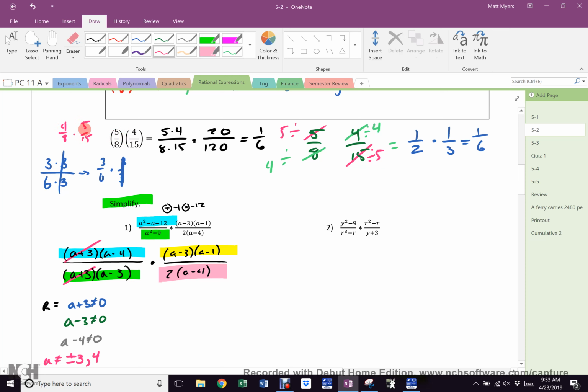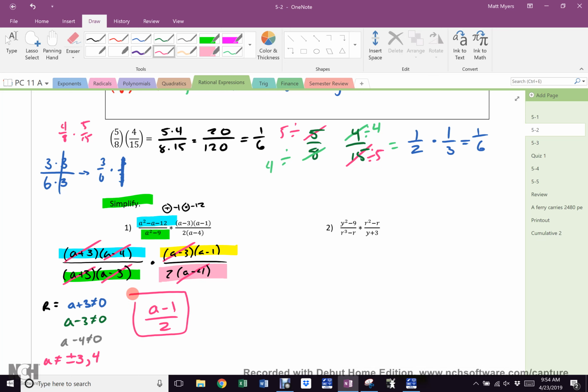Well, do you see any of that? Where? A minus 4 on the top and A minus 4 on the bottom. There's 1, isn't there? Do you see any more of that? A minus 3 and A minus 3. What is left? A minus 1 over 2. And that is your answer. Everybody understand?